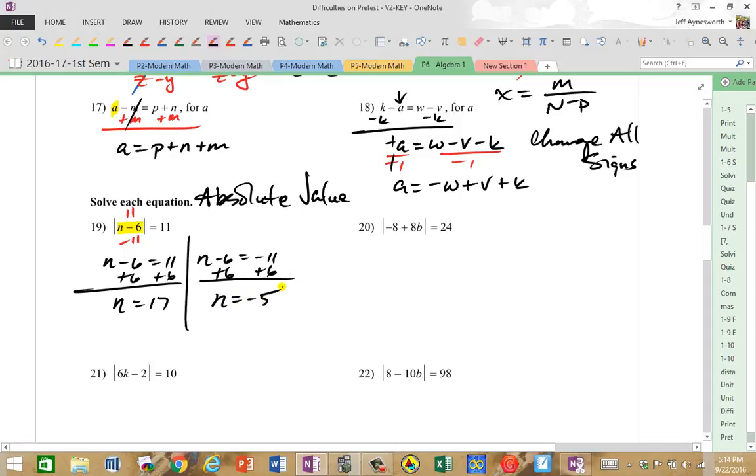Okay, negative 11 plus 6 is negative 5. So you're looking for two solutions here.